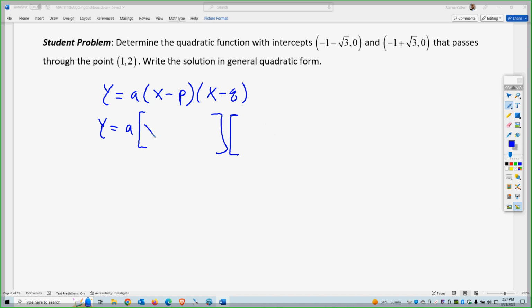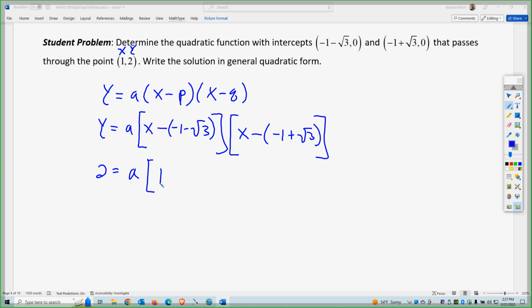All right. So x minus (-1 minus root 3). And then x minus (-1 plus root 3). Okay. So we need to figure out the a value. So I needed some kind of coordinate first, which I gave you one coordinate here, which is fine. Okay, so we'll plug that in. So 2 equals a, and then 1 plus 1 plus root 3.